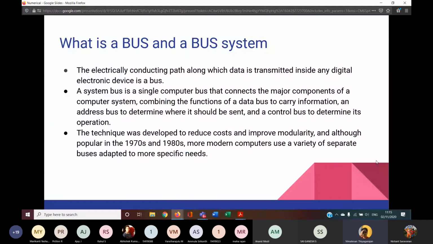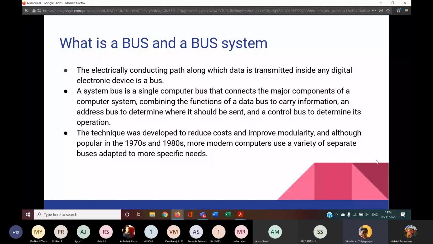A bus system is like a path for the data to transmit inside any electronic system. It's like how a regular bus works in real life. Before, there used to be many types of buses like an address bus, a control bus, and a data bus. Each had its own functions, and they used to be separate. But as they wanted to be more cost efficient and reduce space occupied, in the 1970s and the 1980s they started making it compact and they used printed circuit boards.